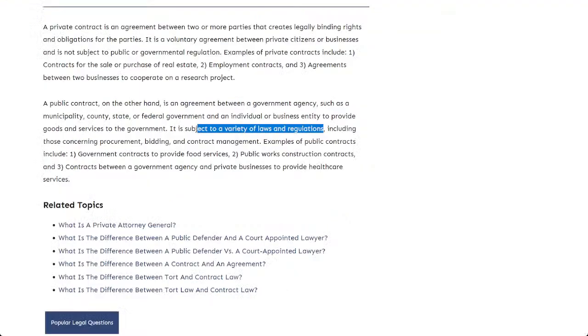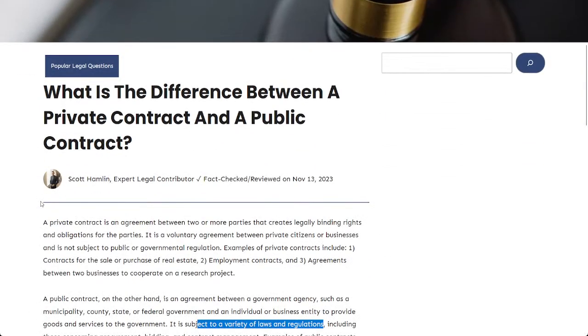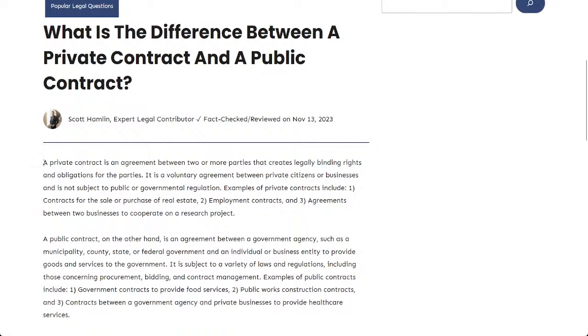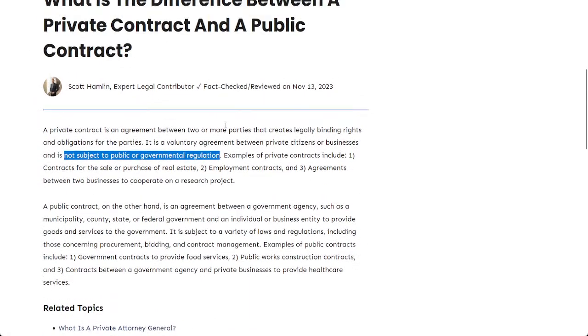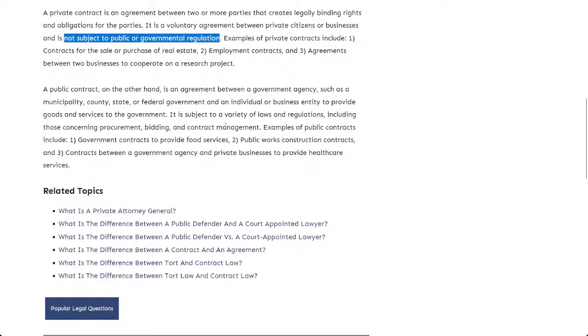So let's get into, I did this already, what is the difference between a private contract and a public contract? A private contract is an agreement between two or more parties that creates legally binding rights and obligations for the parties. It is a voluntary agreement between private citizens or businesses and is not subject to public or governmental regulation. Ooh. Not subject to governmental regulation. That's a big one. Oh, now I get it. Now I get why these are so popular.